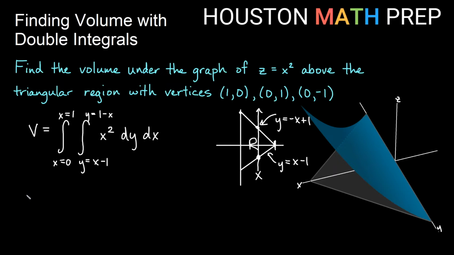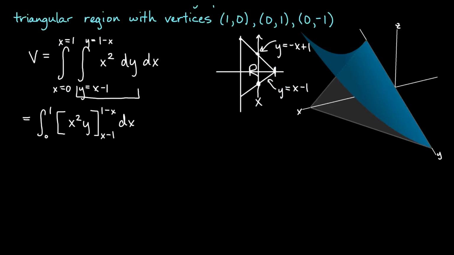Okay, let's go ahead and start to evaluate this. So we'll copy down our integral 0 to 1, and then we'll begin to evaluate. So we're integrating dy on the inside here. If I integrate x squared dy, I just get x squared y. Our bounds are x minus 1 for y and 1 minus x for y. And then we'll integrate that dx.